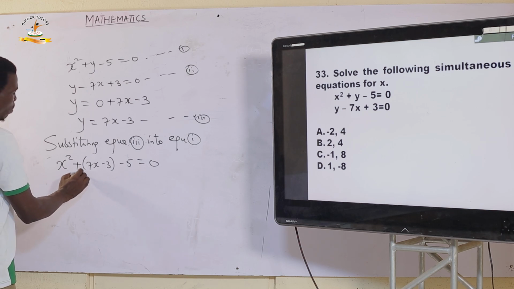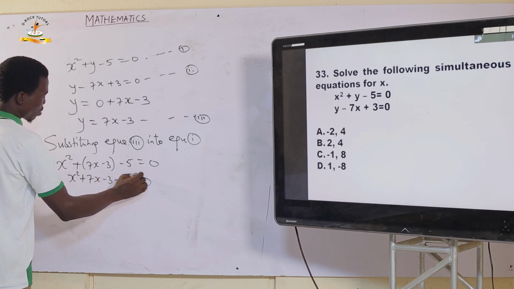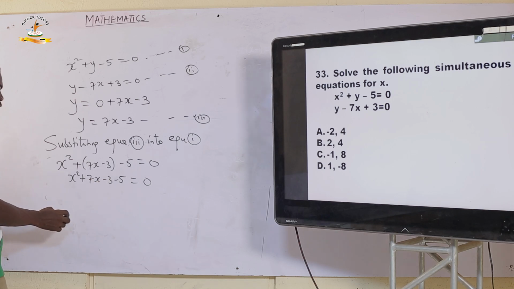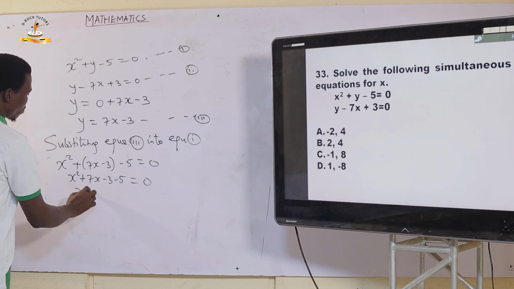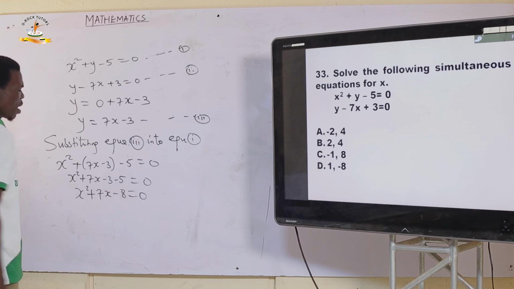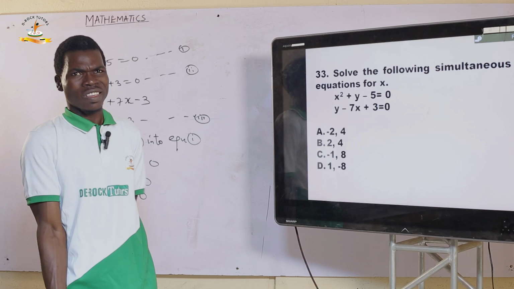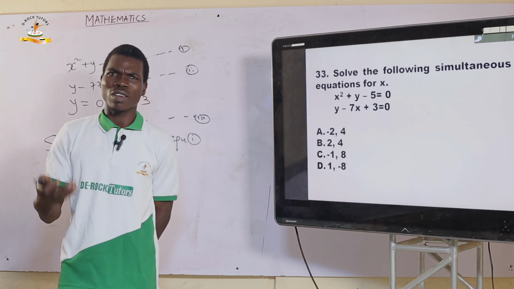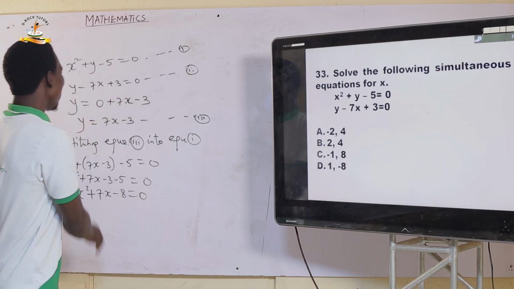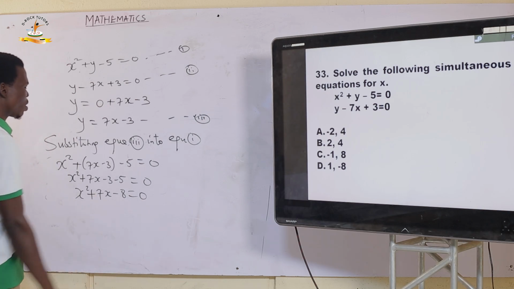I have x squared plus 7x minus 3 minus 5 equals 0. Minus 5 minus 3 is what? Minus 8. So I have x squared plus 7x minus 8 equals 0. And here it is purely what? A quadratic equation. You see why we call it a simultaneous linear quadratic equation? Because it was linear here and it's purely a quadratic equation. And to solve this is not a problem.